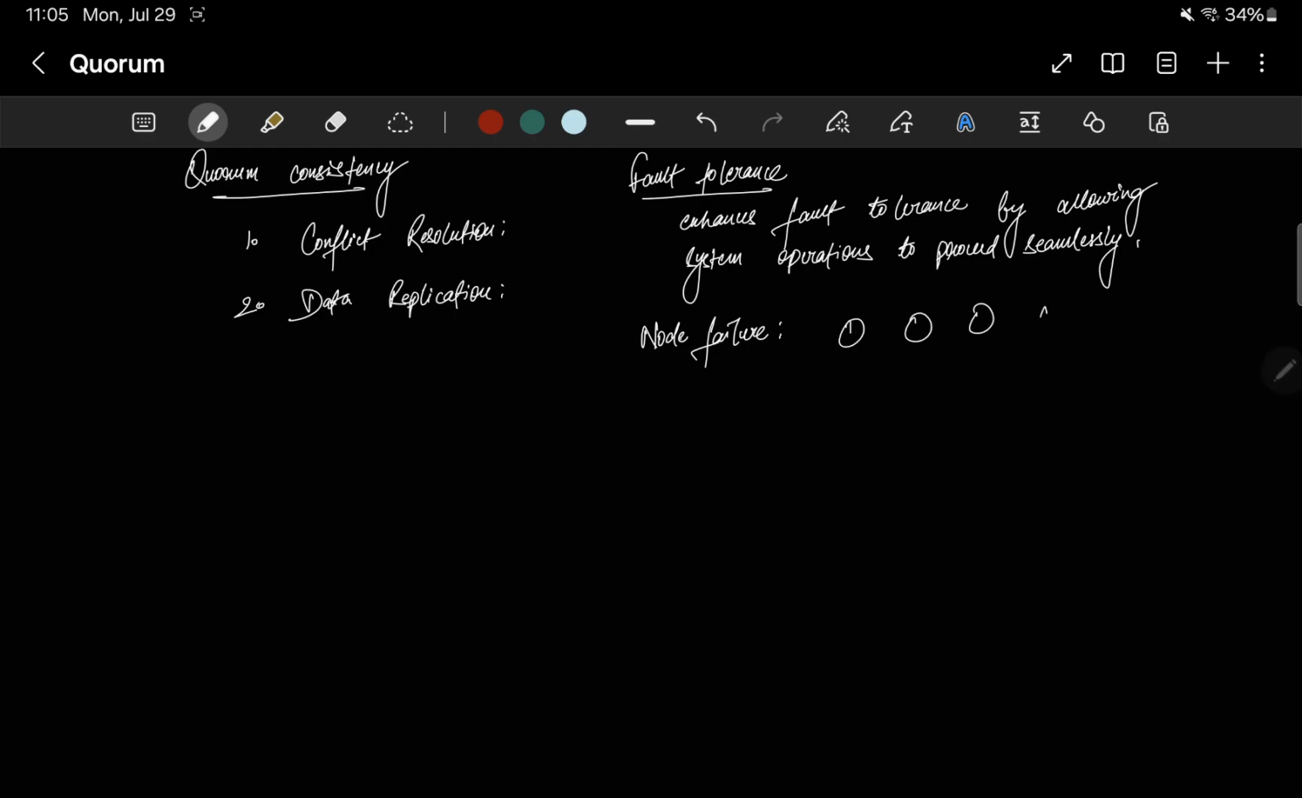Let's say we had 6 nodes, two of them are down. Quorum will still work, but now the n becomes 5, and that's when we'll agree or disagree on whether to read or write a particular value or not. Next is network partitioning.